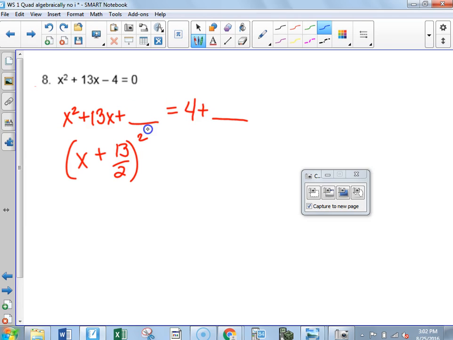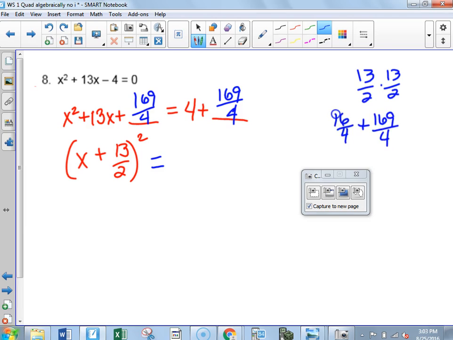All right, what's happening? Square that. Think about it a minute. It's not as hard as it looks. 169 over 4. You square the top and the bottom. Everybody okay with that part? Now this is where I'd probably use my calculator. But if I didn't want to, I could make 4 into 16 fourths and then add 169 over 4, common denominator. But I'm okay with typing it on your calculator, doing a math enter. Is it 185? Yeah.